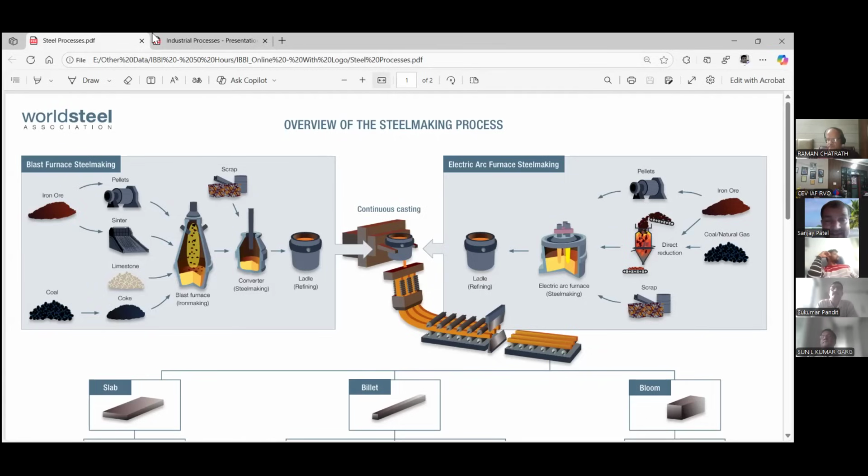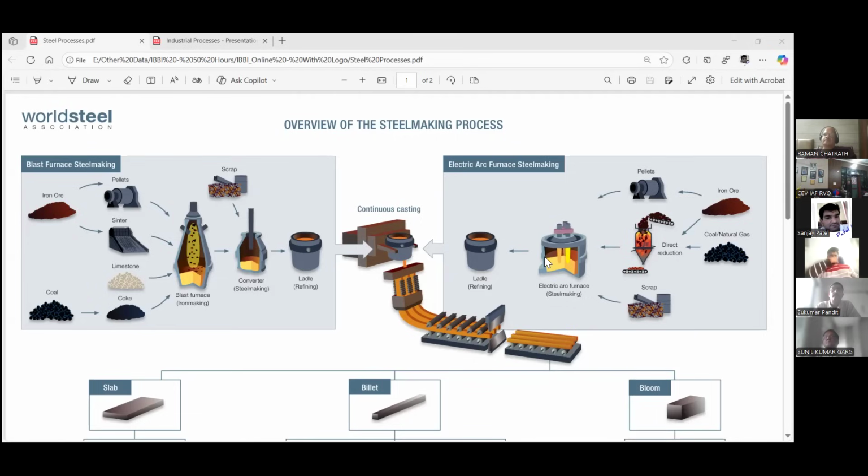So firstly, industrial processes in steel industries. We can bifurcate steel industry processes in two ways. One process is done by the blast furnace, and the second is done by the electric arc furnace. Is the overview of the steel making process visible on the screen?